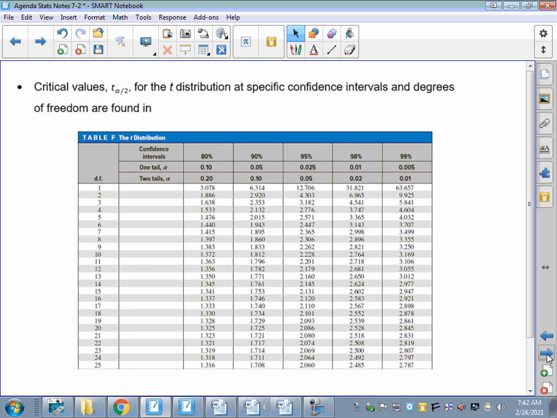So critical values, we call it t of alpha over 2. We just did z of alpha over 2, right? So that's all the same. The table is a little bit different. So we can find these. You're going to need to go in the back of your book. In our book, it's Appendix A, Table F. I believe it's right after our z table.